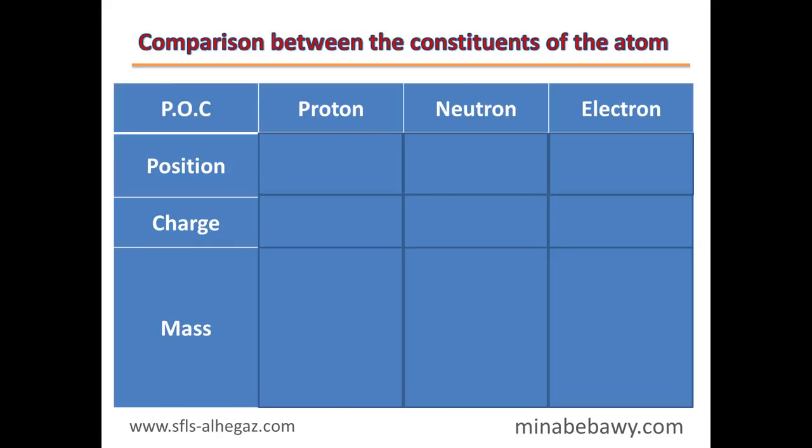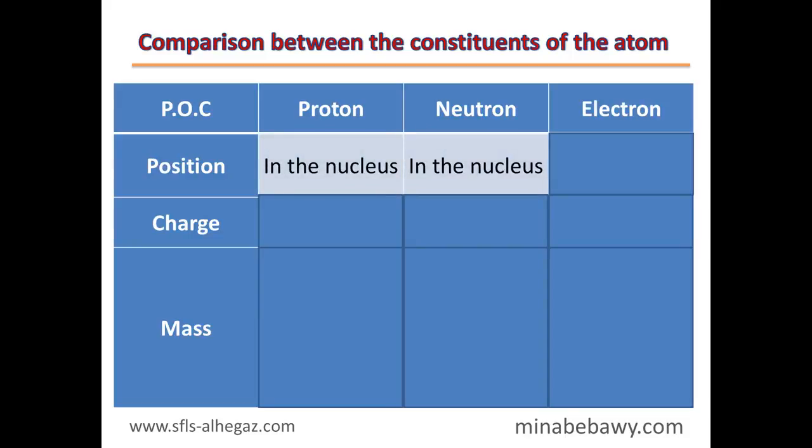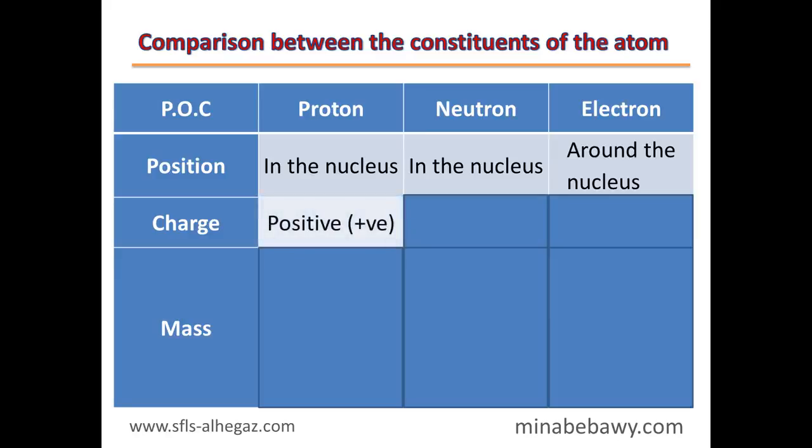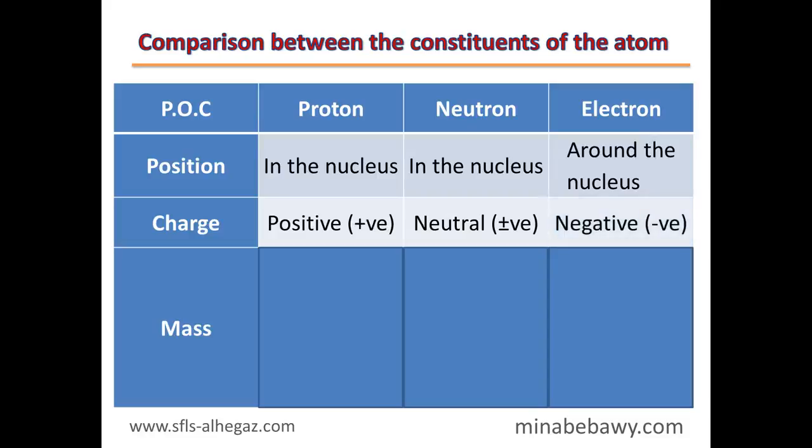Let's compare protons, neutrons, and electrons. The first point of comparison is position. A proton is found inside the nucleus. A neutron is also found inside the nucleus, while an electron rotates around the nucleus. The charge of a proton is positive. The charge of a neutron is neutral. The charge of an electron is negative.